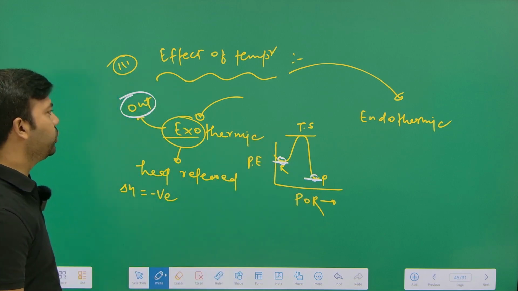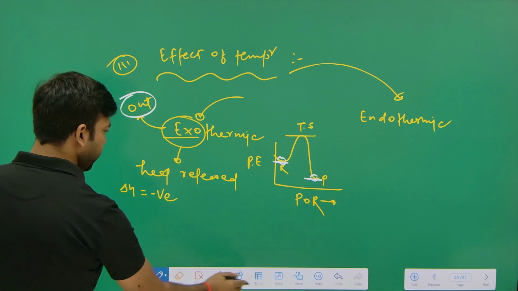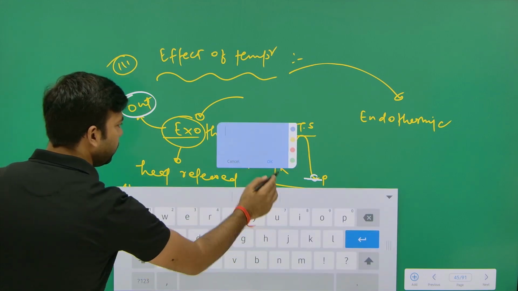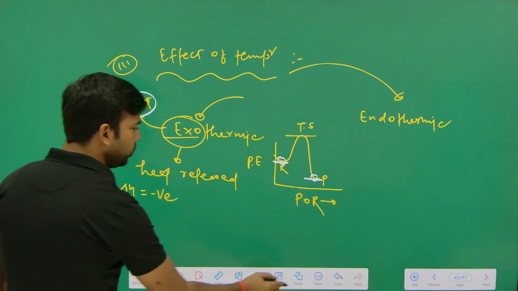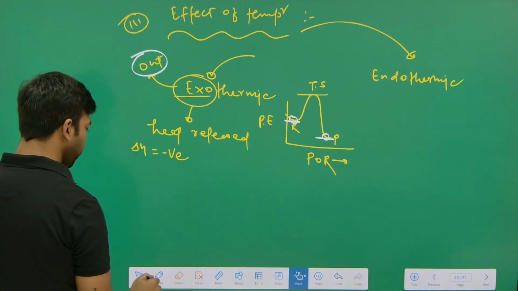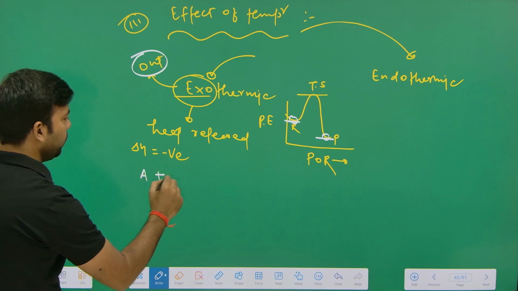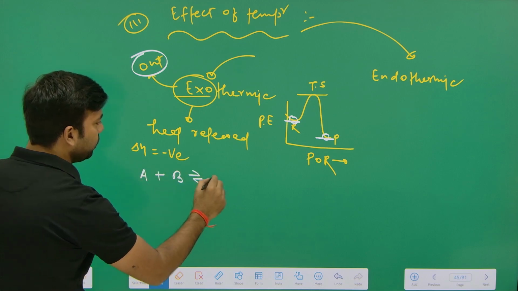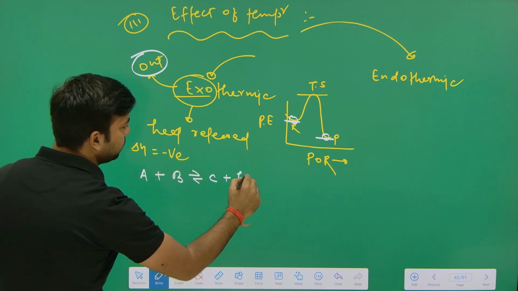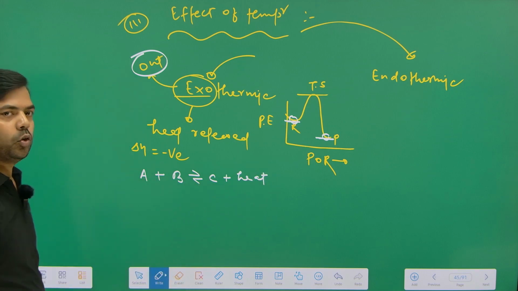That is called exothermic. And in an exothermic reaction, heat will always be towards the product side. If you are going to write the expression, it will always be towards the product side. This means it is exothermic.